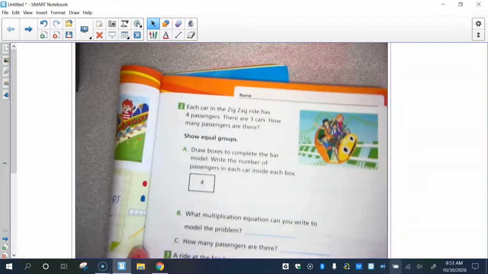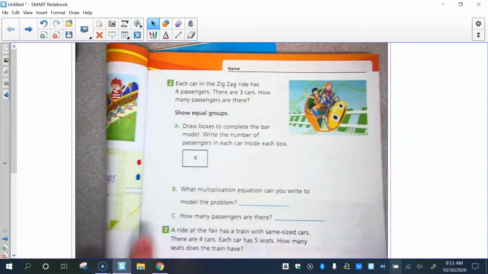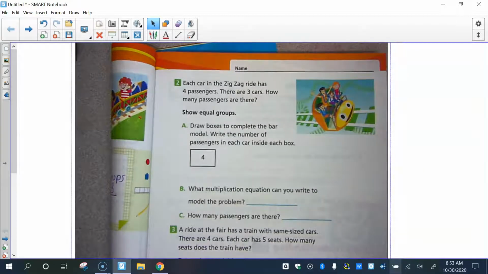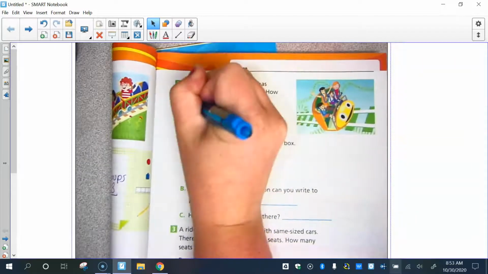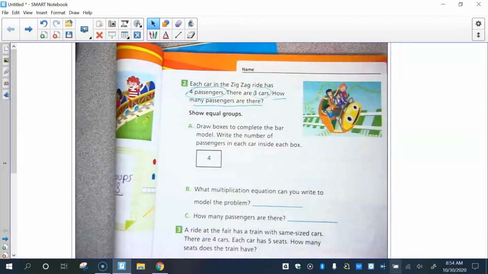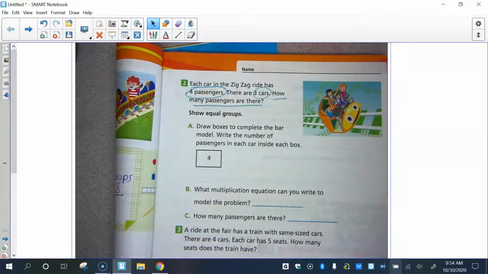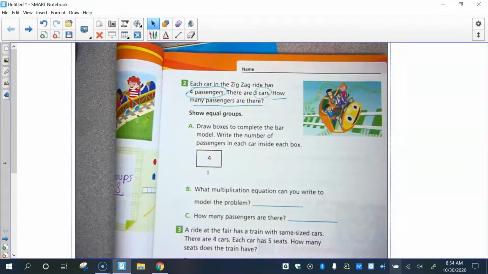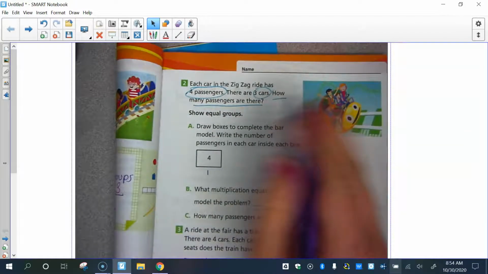Alright, let's look at this one right here. This is page 27. Alright. Each car in the zigzag ride has 4 passengers. There are 3 cars. How many passengers are there? Remember, we're circling the number and label. We're underlining what it's asking us. So show equal groups. Draw boxes to complete the bar model. Write the number of passengers in each car inside each box. How many cars do we need? We already have 1. And if there were 3 total, we need 2 more.